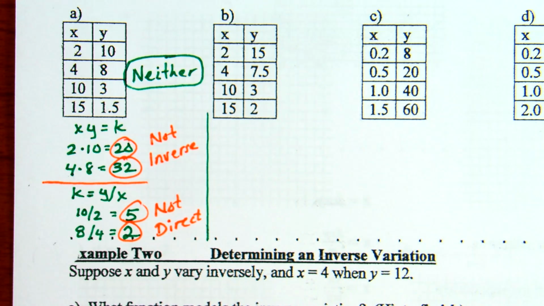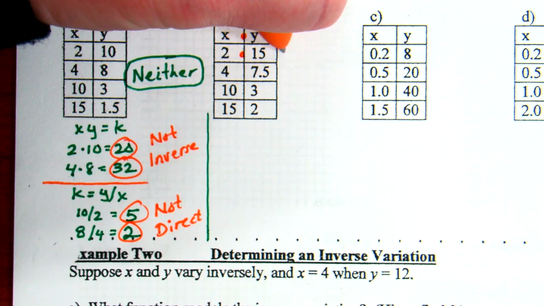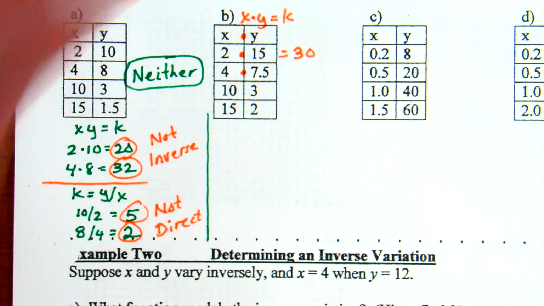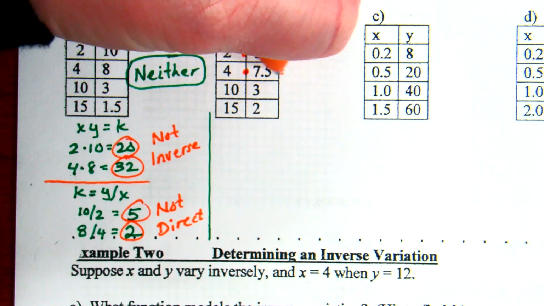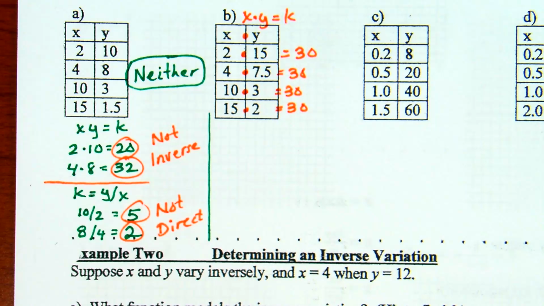It looks like the numbers might, notice I say might, multiply or divide to be the same. Looks like they might multiply. Let's check it out. Now, keep in mind, it has to happen for every single set of ordered pairs, right? So, I'm going to check and see what x times y is. What is 2 times 15? 30. Here's the one you're probably questioning. What is 4 times 7.5? Oh, 30? Well, that kind of makes it good from there. What's 10 times 3? 30. What's 15 times 2? 30. Okay.